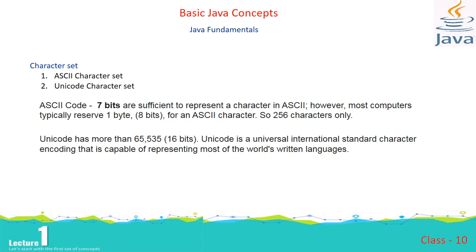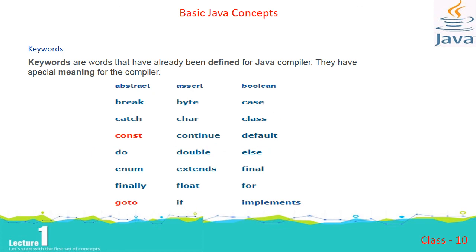Now the code used in Java is Unicode, which has 65535 characters. It is 16-bit. Unicode is a universal international standard character coding that is capable of representing most of the world's written languages. Java is also called the universal language because it is based on the Unicode character set.